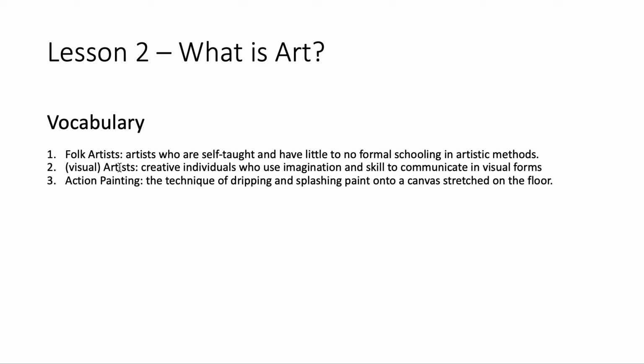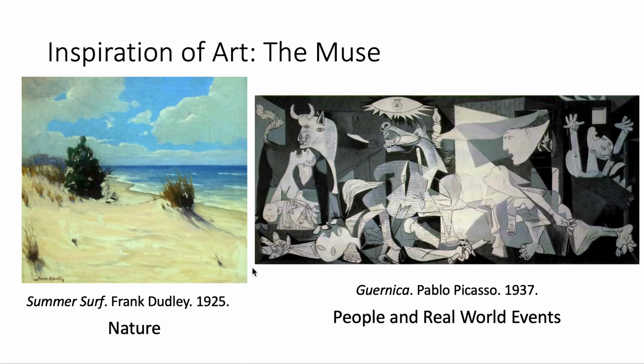And then we have artists. This specific definition is really talking about visual artists. So these are creative individuals who use imagination and skill to communicate in visual forms. So there are people who are making visual work meant to communicate something. And then an action painting, we'll talk about this a little bit later, but it's the technique of dripping and splashing paint onto a canvas stretched onto the floor.